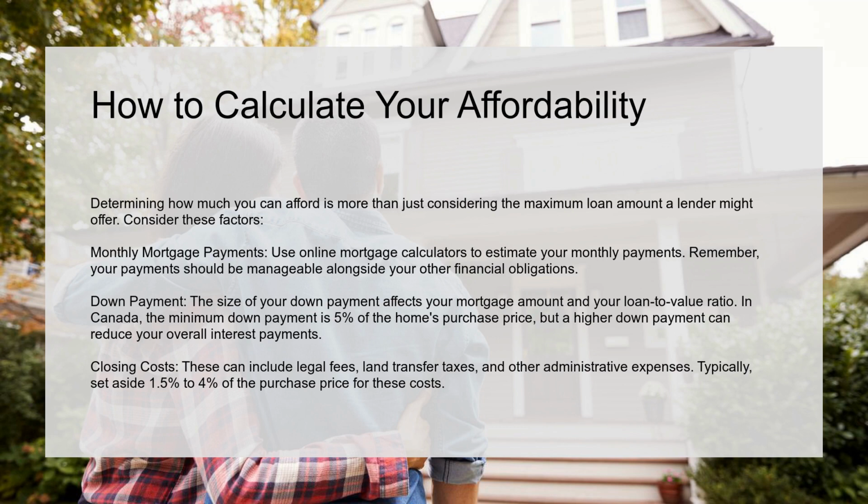Down payment. The size of your down payment affects your mortgage amount and your loan-to-value ratio. In Canada, the minimum down payment is 5% of the home's purchase price, but a higher down payment can reduce your overall interest payments. Closing costs. These can include legal fees, land transfer taxes, and other administrative expenses. Typically, set aside 1.5% to 4% of the purchase price for these costs.